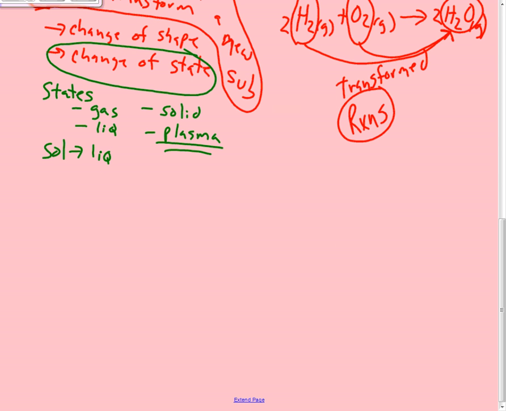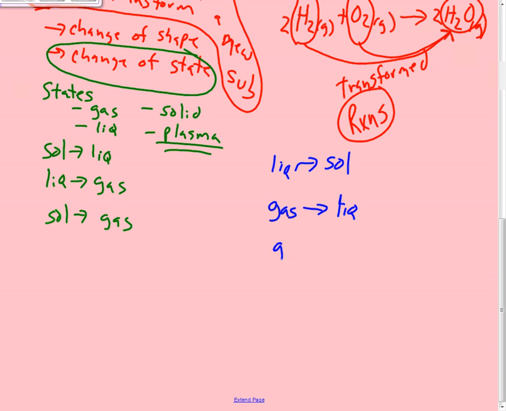Let's extend the page again. I could go from a liquid to a gas, and I can go from a solid to a gas, and I can do the opposite. Let's change colors here. I could go from a liquid to a solid. I can go from a gas to a liquid. And I can go from a gas to a solid, right?